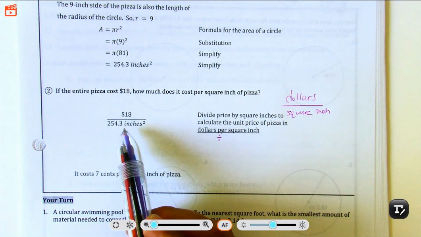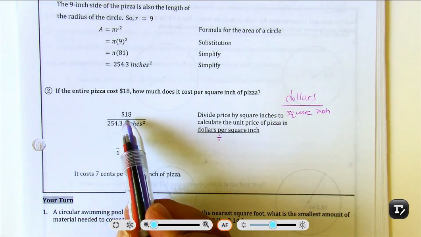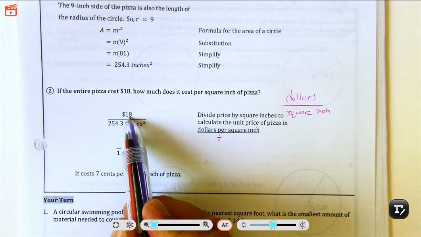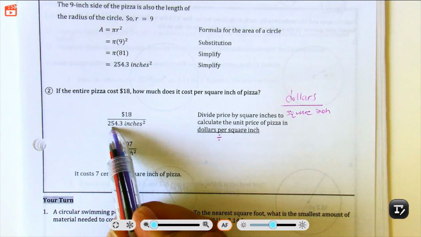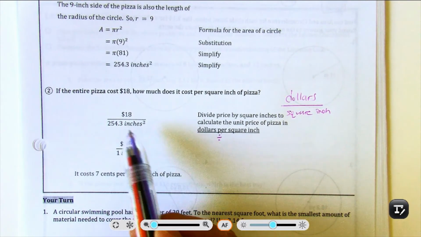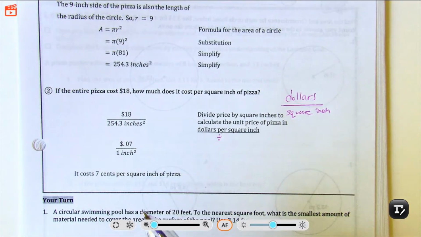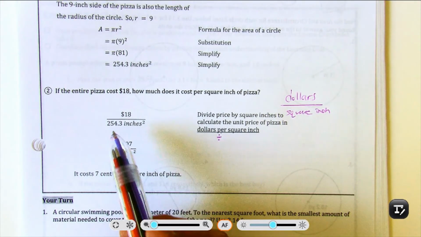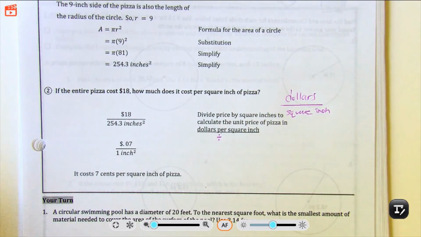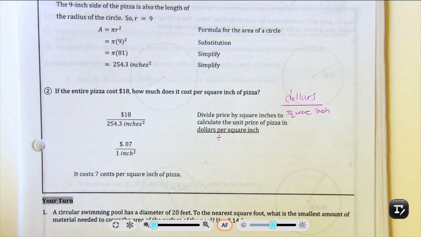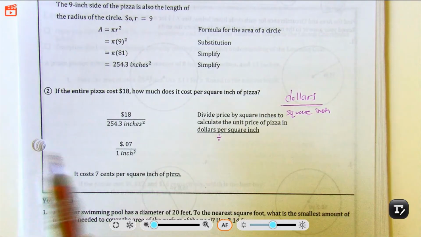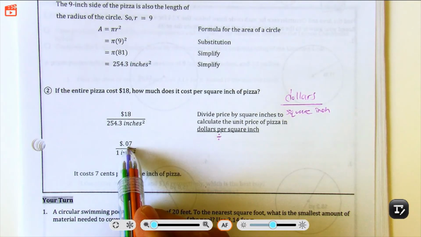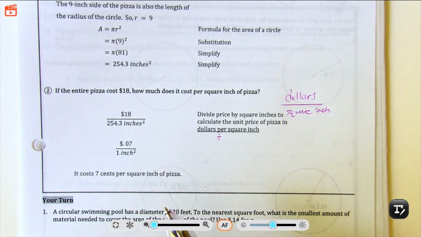$18 divided by 254.3 square inches. So if we divide 18 divided by 254.3, we get 0.07. So each square inch of pizza costs 7 cents, and that's what this problem means.